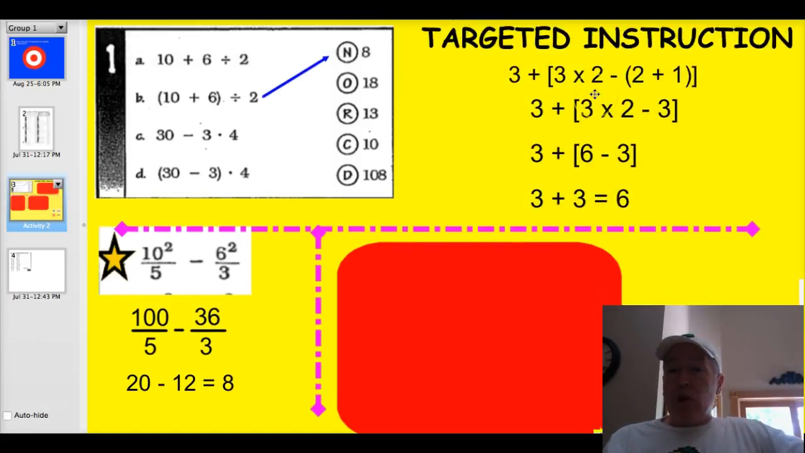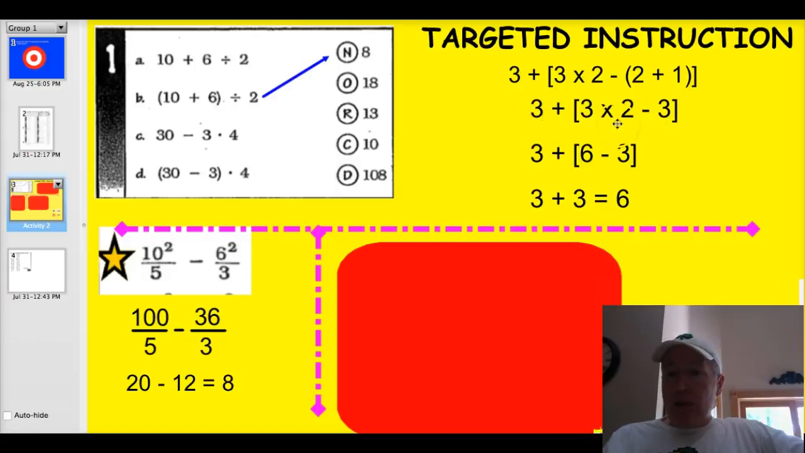Here's another thing. It's called nested brackets. In other words, sometimes you have a set of parentheses inside another set of parentheses, called brackets. The general rule on this is to work from the inside out. So in this problem, I have to start with the little brackets, or the parentheses. And so I did 2 plus 1, which is 3.